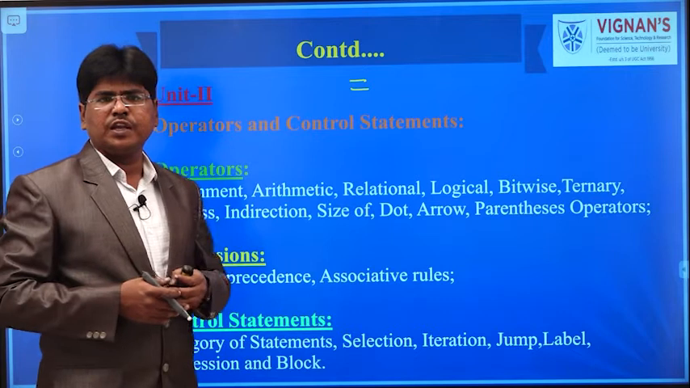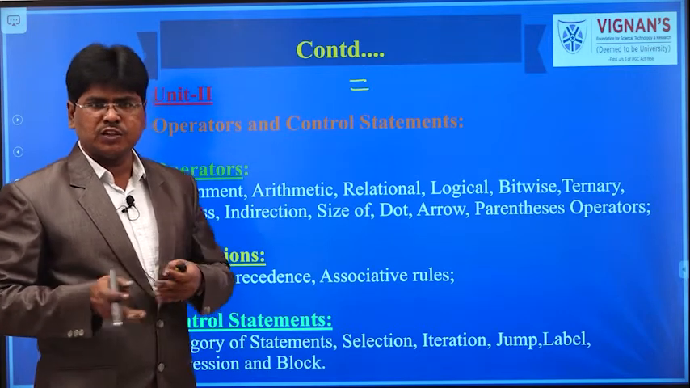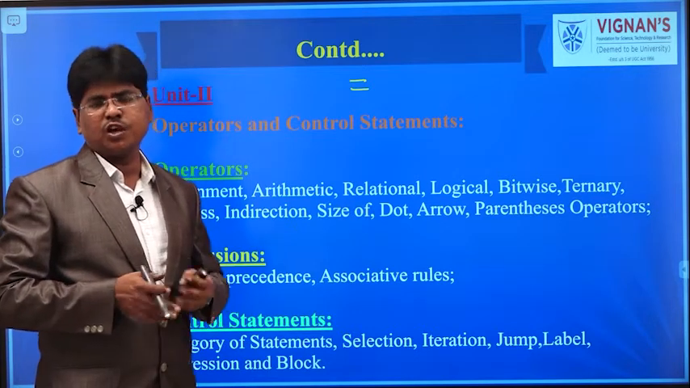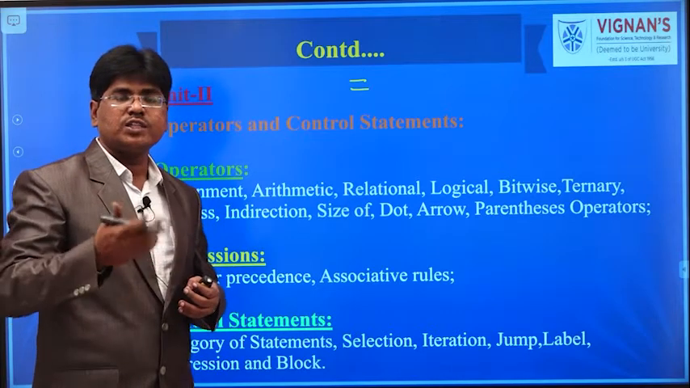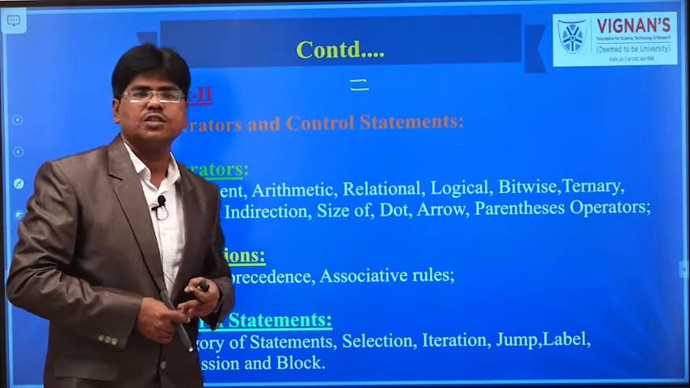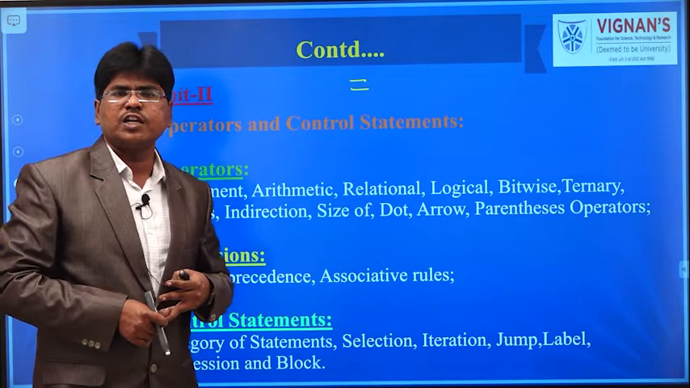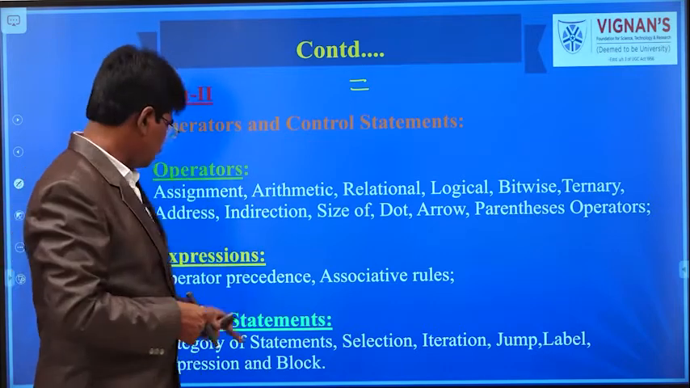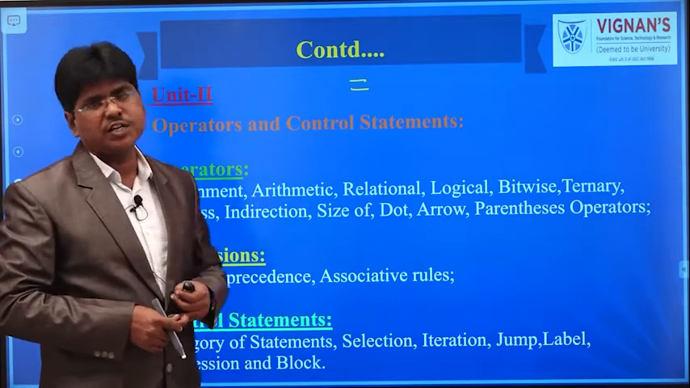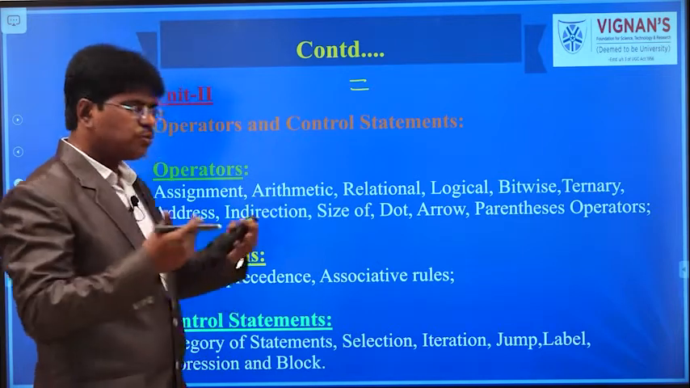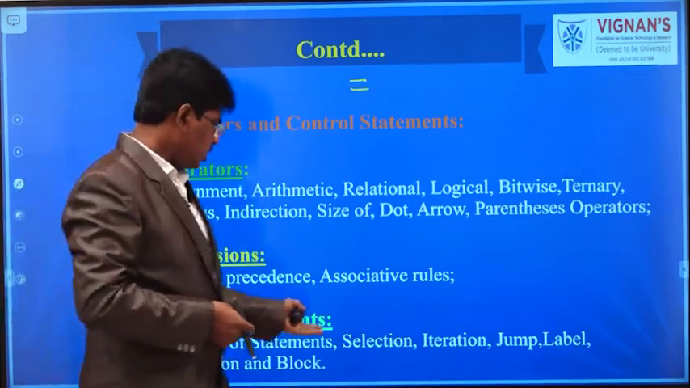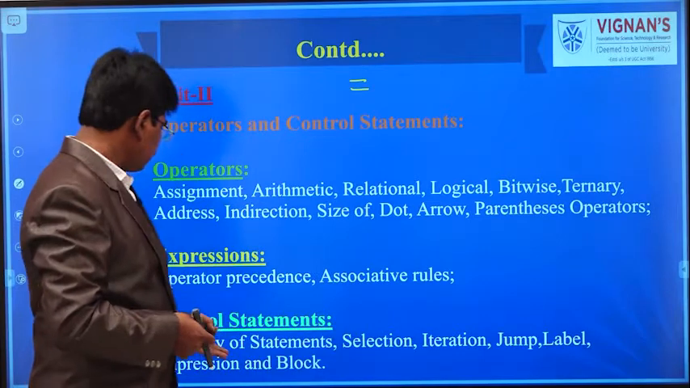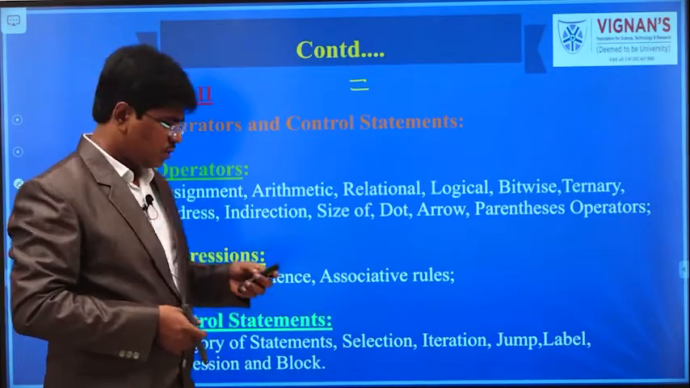Then you have to compare a with b, again a with c, and b with a, b with c. In that comparison, we are checking more than two or three conditions. Sometimes there might be a chance of checking conditions. So for those conditions, we will use control statements, conditional statements. And what are the types of conditional statements? Selection, iteration, jump, label. All these statements we will cover in this concept.